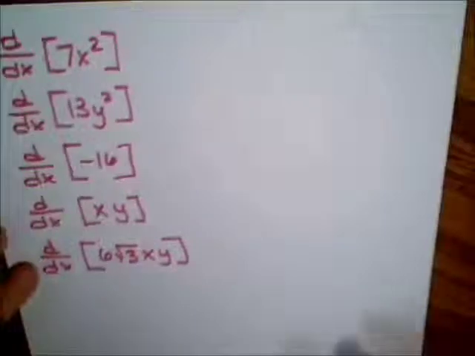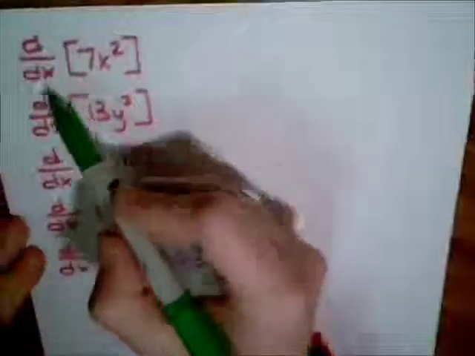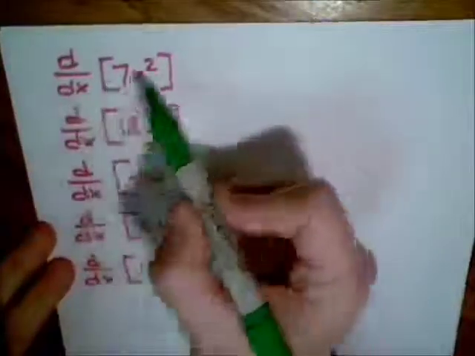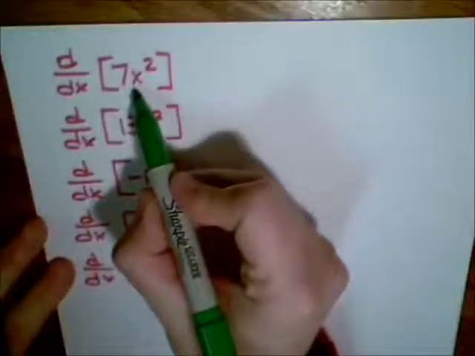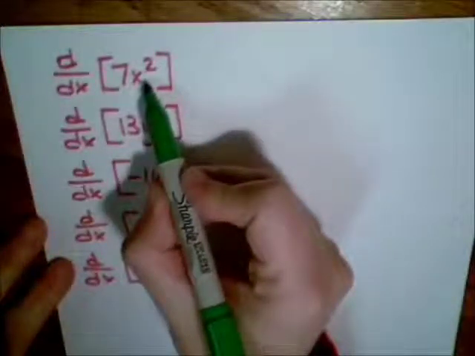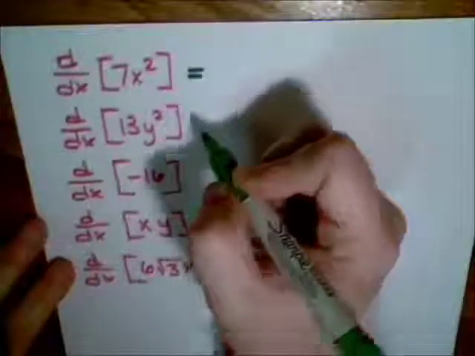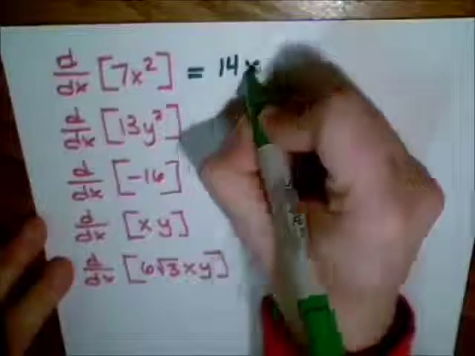So as we move through the problem, we're going to be differentiating with respect to x. And the first term we're going to come into contact with is 7x squared. So that just needs the power rule. And that derivative would be 14x.